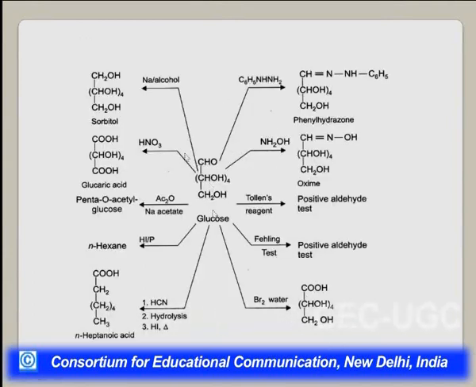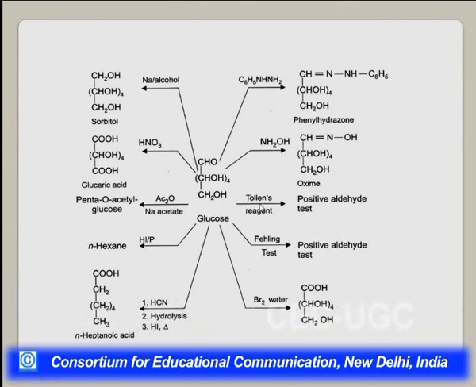And these are the reactions summarized over here. If you can see, this is the structure of glucose, containing one aldehyde group. And here you can see this is phenylhydrazine, so the product is phenylhydrazone. With hydroxylamine, that is NH2OH, you will get oxime. You can see this is an oxime.